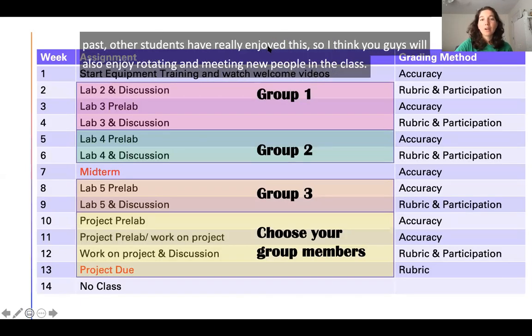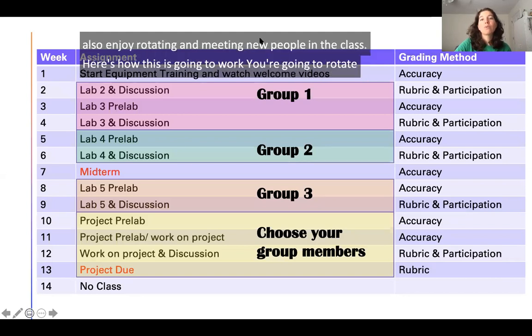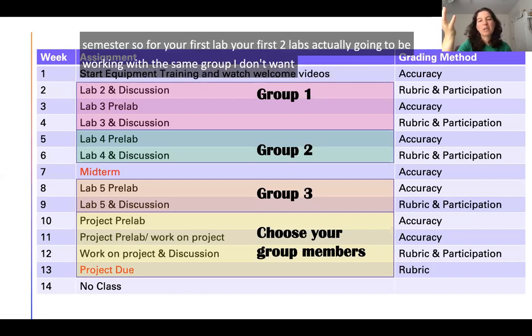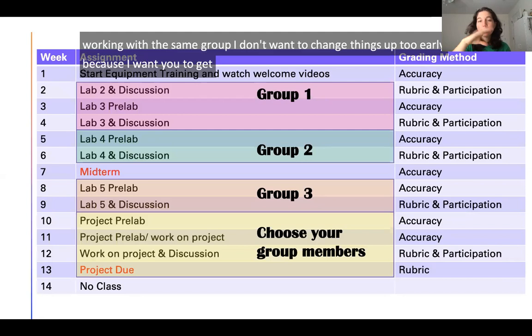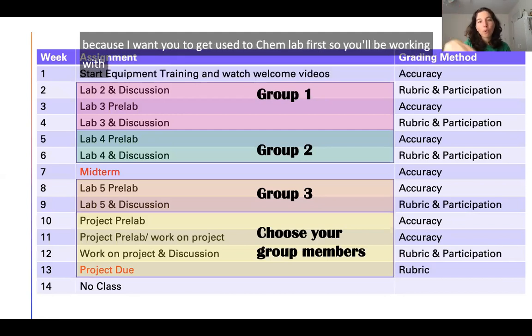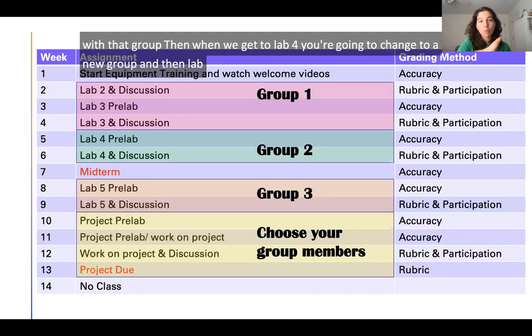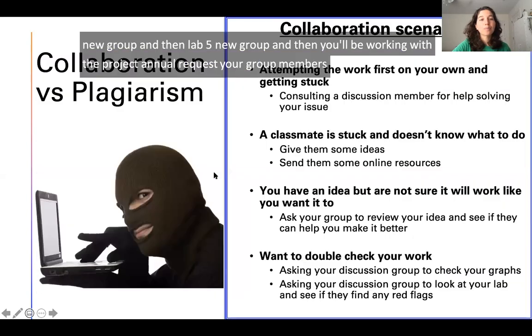Here's how this is going to work. You're going to rotate 3 times this semester. So for your first lab, your first 2 labs, actually, you're going to be working with the same group. I don't want to change things up too early because I want you to get used to chem labs first. So you'll be working with that group. Then when we get to lab 4, you're going to change to a new group, and then lab 5, new group, and then you'll be working with the project and you'll request your group members for that last one.